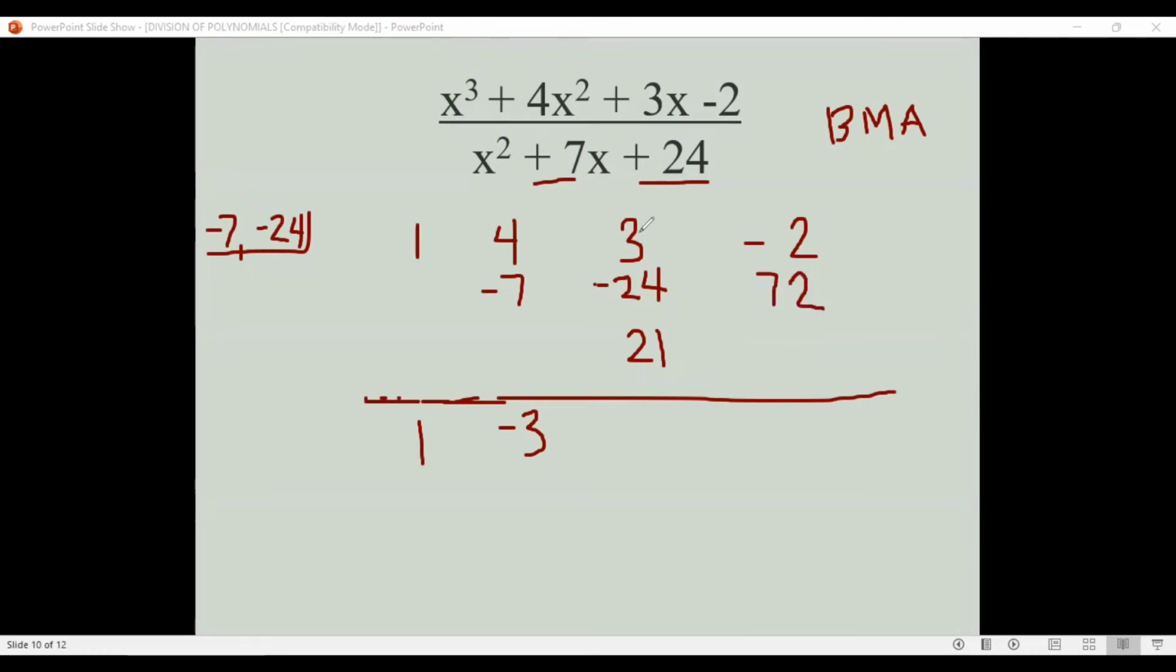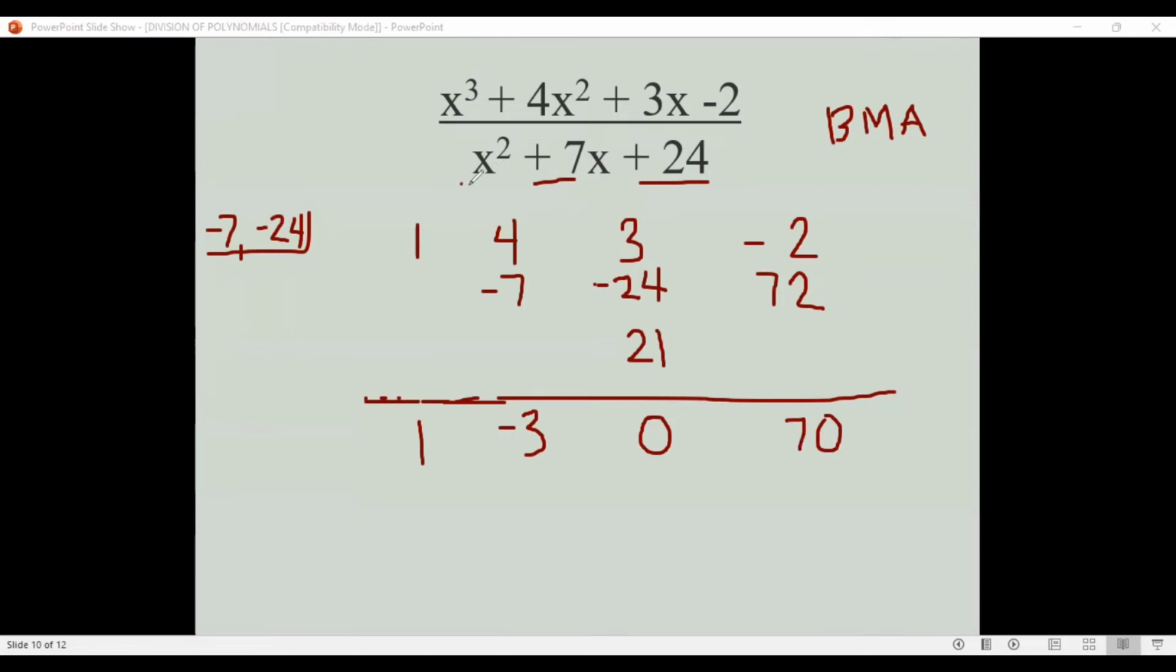Okay, and then we go now to your addition. As you notice, you have a 3 and 21 here, which results to a positive and then a negative 24, so there is a 0. Then if you are going to add the negative 2 with the 72, the answer that it will give us is 70. Okay, so how are we going to interpret our answer?